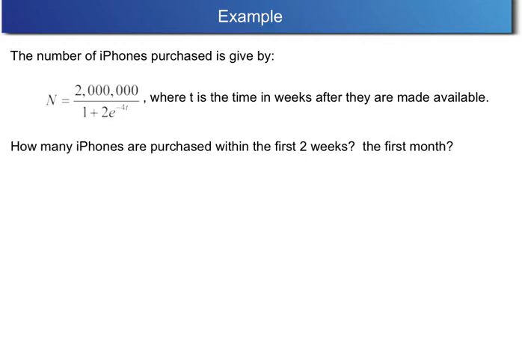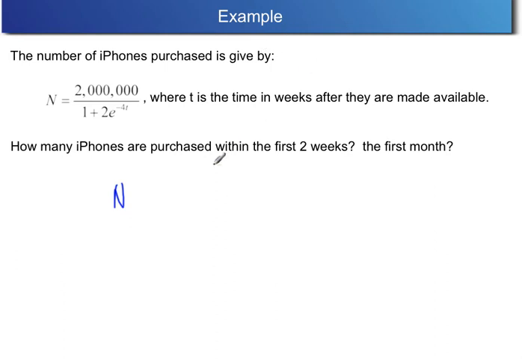So here is an example. The number of iPhones purchased is given by this equation, and you'll notice it's logistic. I am not going to make you memorize this formula. If I wanted you to use it, I would give it to you, where T is the time in weeks after they are made available. How many iPhones are purchased within the first 2 weeks, within the first month? So we will just plug in. N is the number of iPhones.